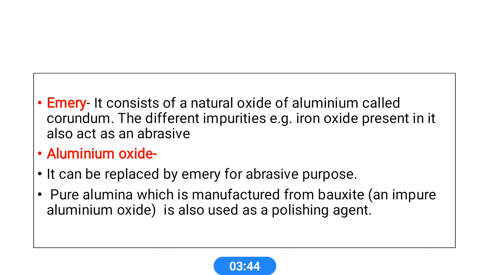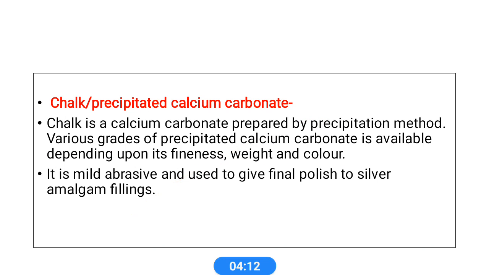Emery mainly consists of natural oxide of aluminium called corundum. Different impurities, for example iron oxides, are present in it, and it acts as the abrasive. Another example of abrasive is aluminium oxide. It can be replaced by emery for abrasive purposes. This pure alumina, which is manufactured from bauxite, an impure aluminium oxide, is also used as a polishing agent.